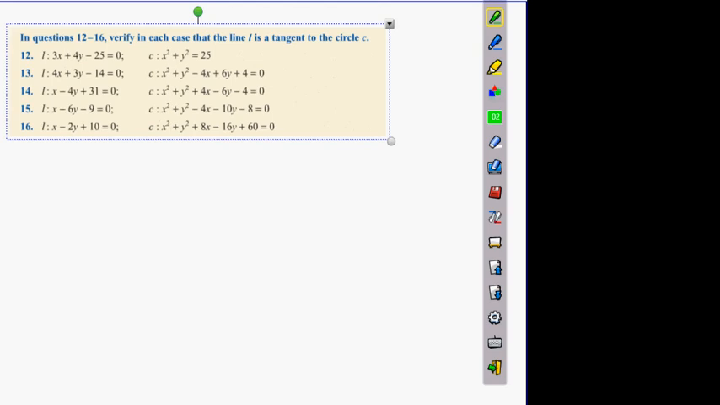Verify in each case that this is a tangent of a circle. There's a long way and a short way of doing this. The long way of doing this is going x equals 10 minus 2y. We've already done this, haven't we? In an exercise already. You use the linear equation and the quadratic equation of the circle. You get one letter on its own in the linear, and you plug it into the quadratic, and then you multiply it out. What's 8x? So 8 times 10 minus 2y, minus 16y plus 60 equals 0.